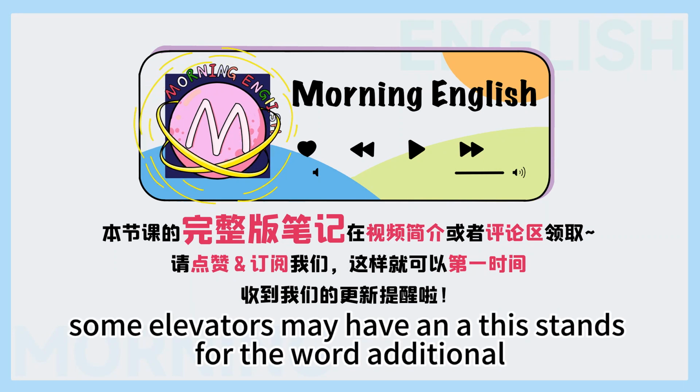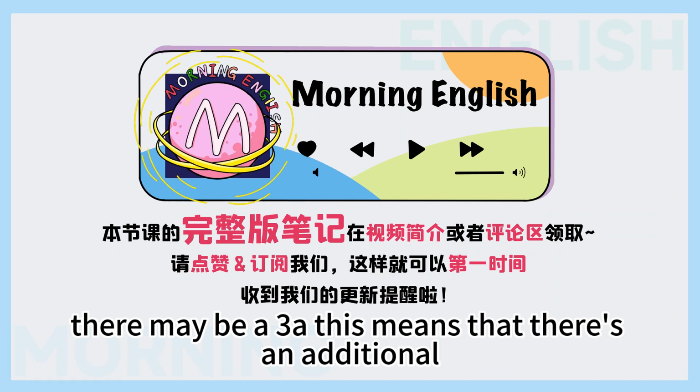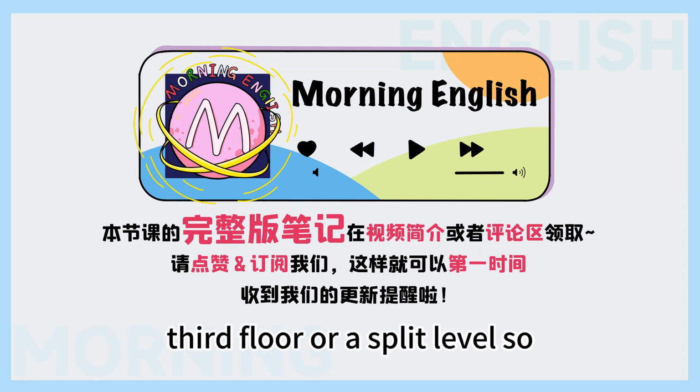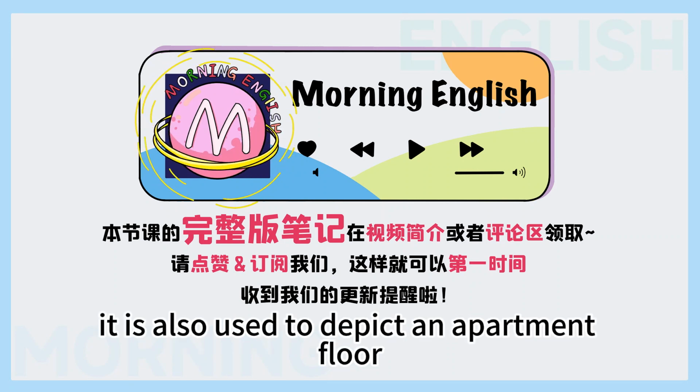Lastly, some elevators may have an A. This stands for the word additional. For example, there may be a 3A. This means that there's an additional third floor or a split level. So it is also used to depict an apartment floor.